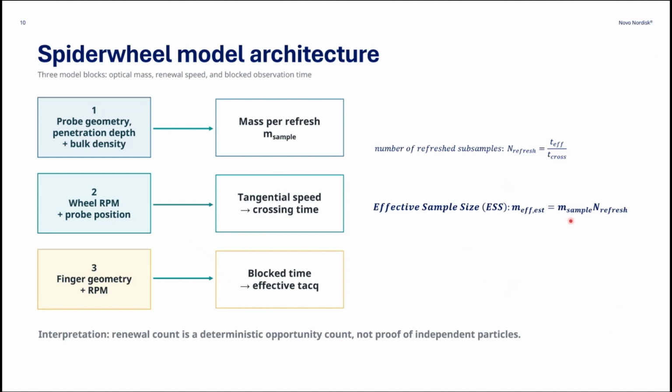So in basic, for the spider wheel architecture, we need these three components, simply the probe geometry, penetration depth, and bulk density. It will give us the mass effective sample for one refresh. We need some of the geometry here also, and the speed of the RPM, the probe position. It determines the crossing time across the probe. And then some geometry numbers here, the width of the finger, for example, and the RPM again will tell us what the block time is. So what is our effective time? It should be TEFF here.